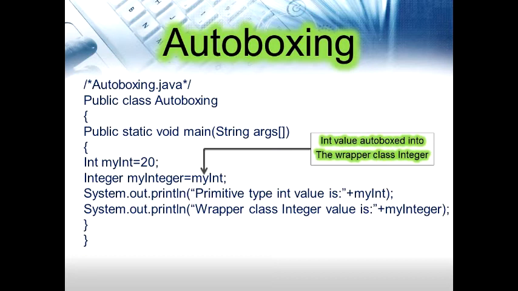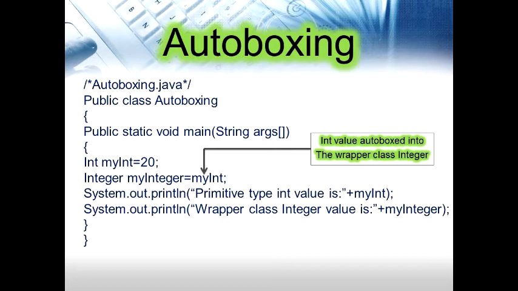I have shown one example on the screen. Public class Autoboxing, so the class name is Autoboxing. Public static void main, String arguments is the statement. Inside the method, I have taken a data type int and the variable name myInt is equal to 20. Then Integer myInteger is equal to myInt. So now myInt, which is an int value, is autoboxed into the wrapper class Integer.